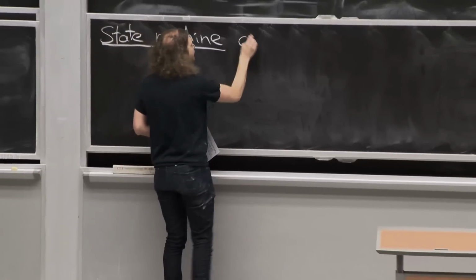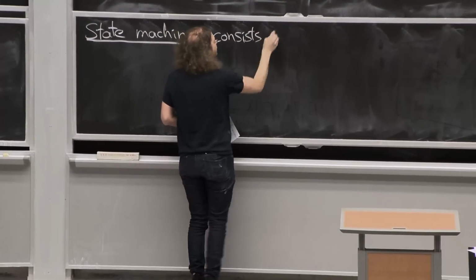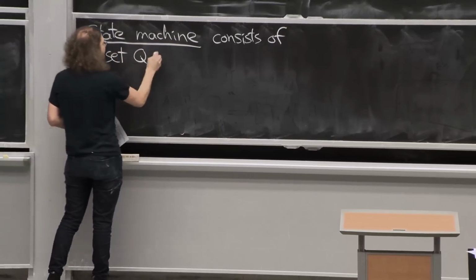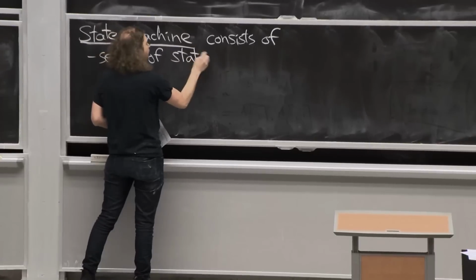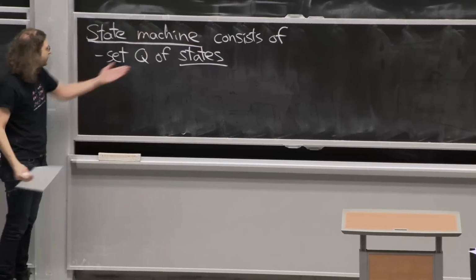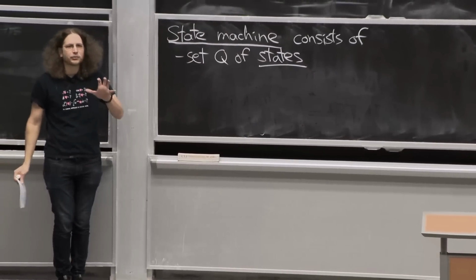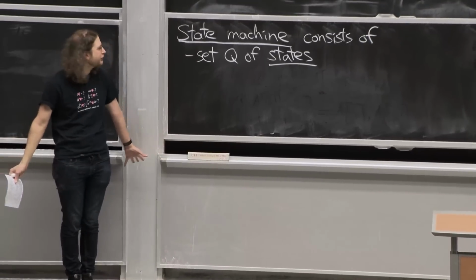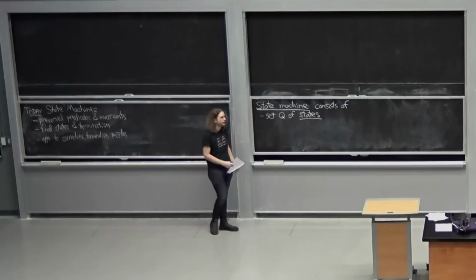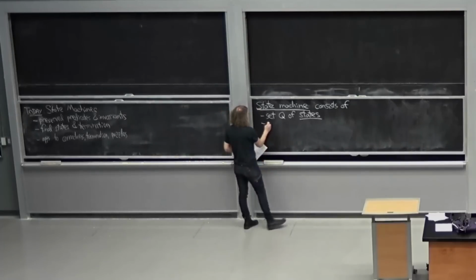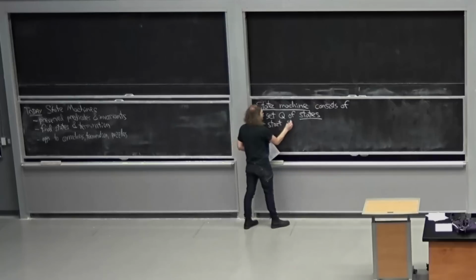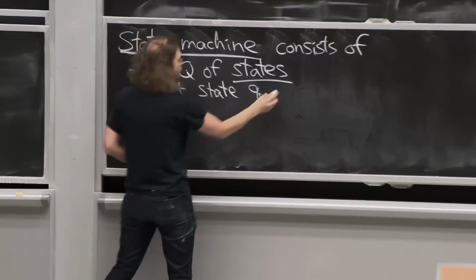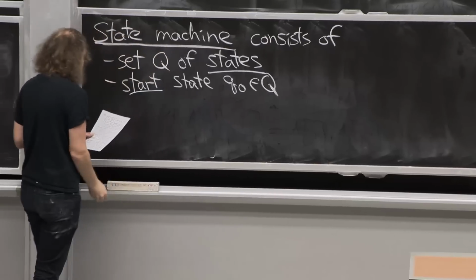So a state machine is going to consist of three things. A set of states. And the idea, this is just an arbitrary set, but the idea is that the state of your machine represents everything that could possibly be in the machine. All the information that's inside the machine. We're going to start in some state, which we call Q0. That's going to be an element of Q.